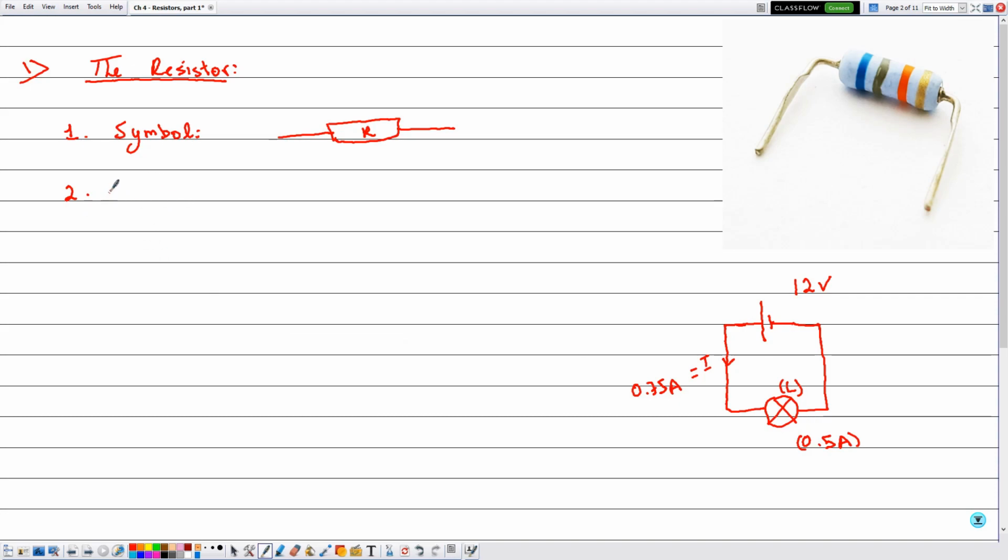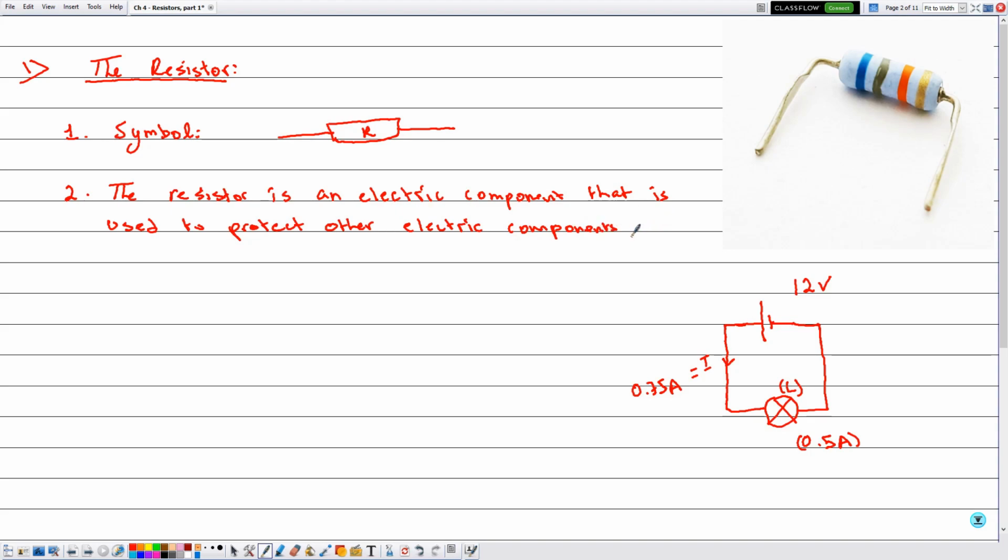So the resistor, what's the role of the resistor? The resistor is an electric component that is used to protect other electric components by limiting the flow of electric current.